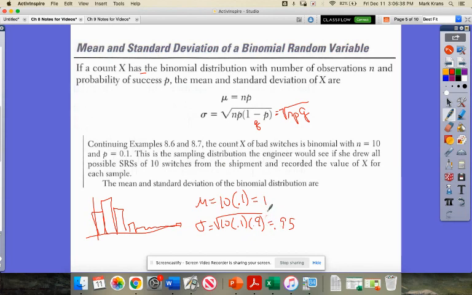All right, so the mean and standard deviation of a binomial random variable are super helpful, especially when we start doing normal calculations, and we will get to that very soon.